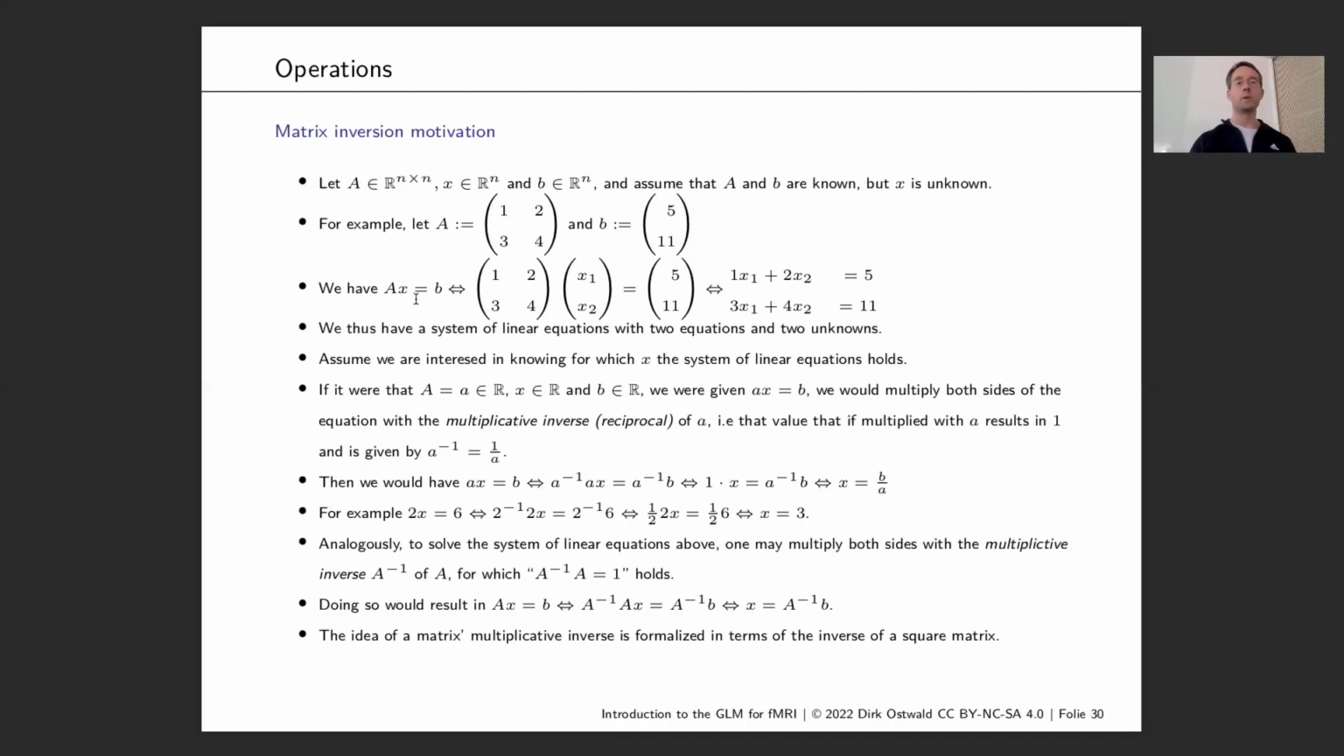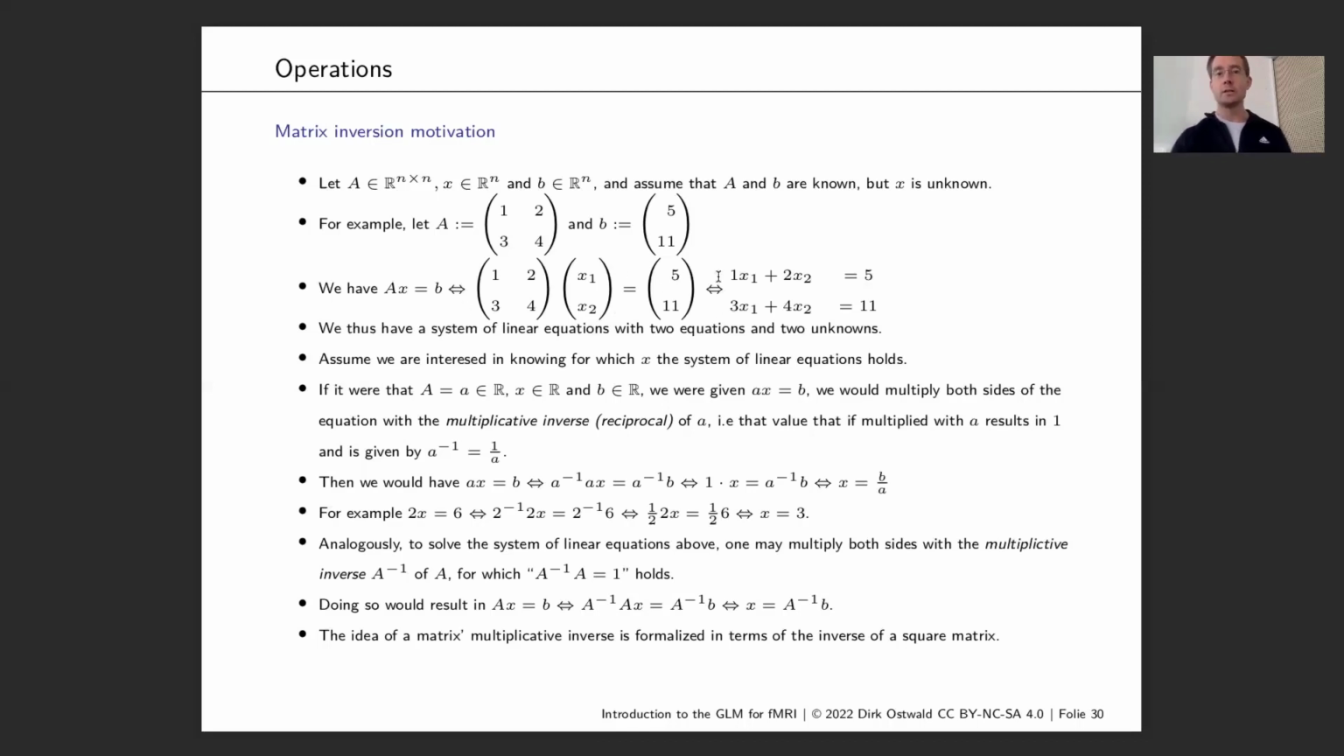And now we consider this system of equations here, AX equals B, where we know A and we know B, and we don't know X. And of course, we want to find X, like in math, one wants to find something. If we write that out, we have this matrix here, 1, 2, 3, 4, times the entries of X, X1, X2, equal 5, 11.